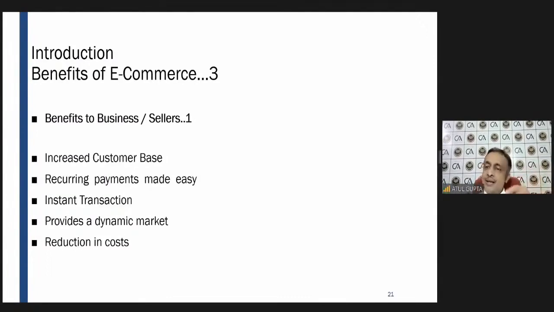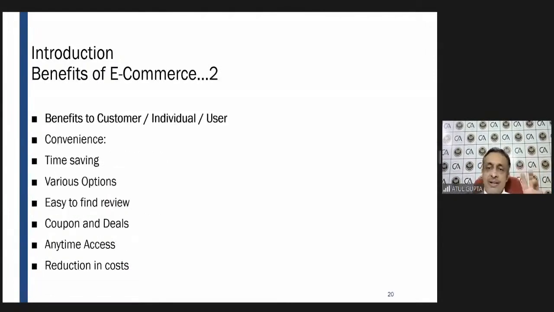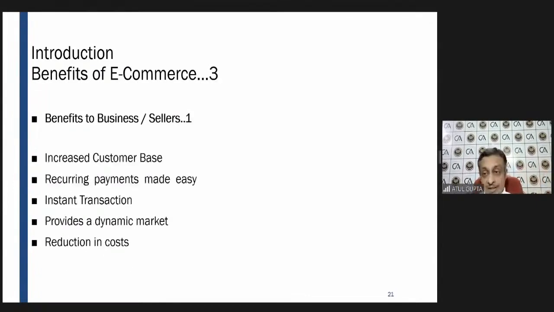Okay, so students have given an update that now it is available. Thank you. So we have first answered the step change. Two questions were being answered: the change of step for cash on delivery and the benefit to the government due to e-commerce. So we are reading benefits to the customers. Let us do it again. Convenience, time saving, various options, easy to find reviews, coupons and deals anytime, reduction in cost, increased customer base, recurring payments made easy, instant transactions, a dynamic market, reduction in cost for the seller as well as the buyer.